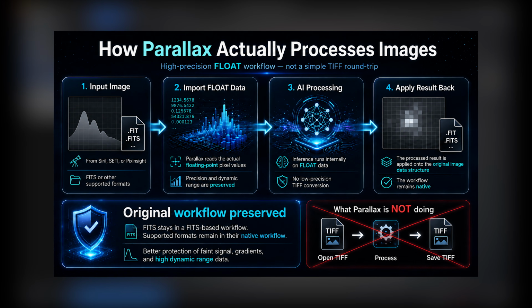Some criticism has been raised about Parallax editing images as TIFF files, but that is not how it works. Parallax imports the floating point image data from Siril, SETI, or PixInsight. The AI inference is performed directly on those high-precision numerical values, and the result is then applied back to the original image data. So Parallax does not force the image into a TIFF workflow.